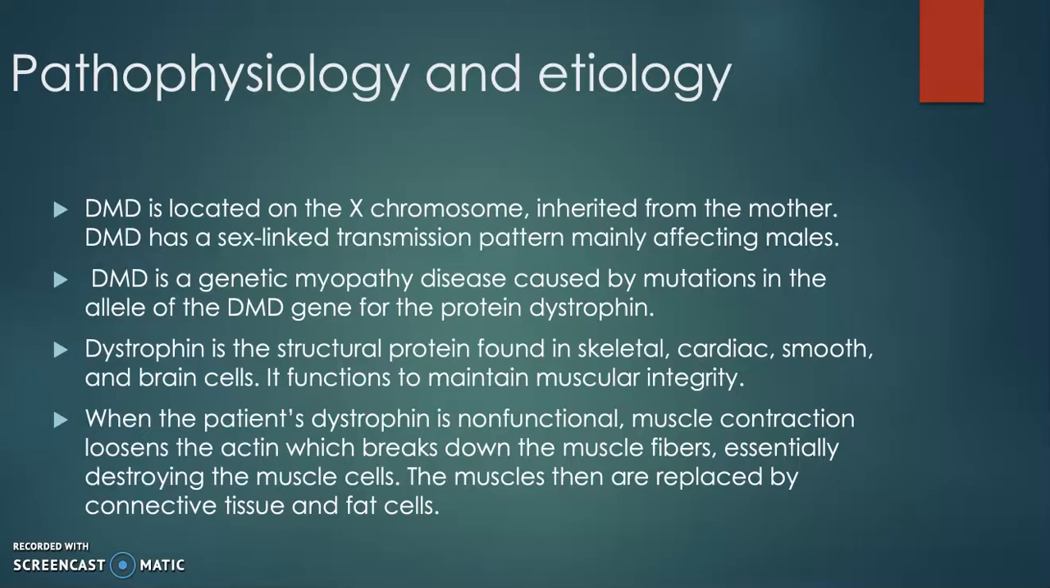Dystrophin is the structural protein found in skeletal, cardiac, and smooth muscles and brain cells. It functions to maintain muscular integrity. When a patient's dystrophin is non-functional, muscle contraction loosens the actin, which breaks down the muscle fibers, essentially destroying the muscle cells. The muscles then are replaced by connective tissue and fat cells.